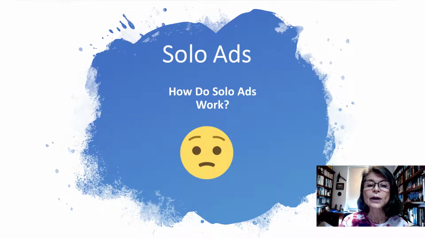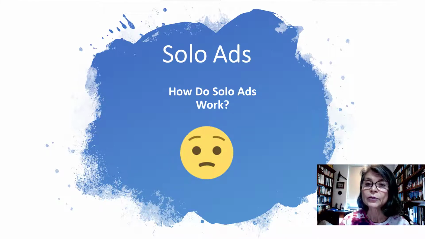Every time a solo ad sender sends out an email to drive traffic to the buyer's website, they will see people unsubscribe from their email list. As a result, the solo ad seller has to constantly add new subscribers to their list to replace those that unsubscribe. This never-ending process of adding new subscribers to replace people who unsubscribe is why the solo ad business is referred to as churn and burn.